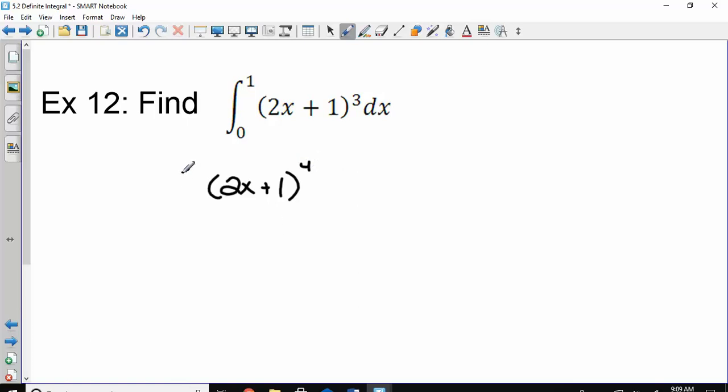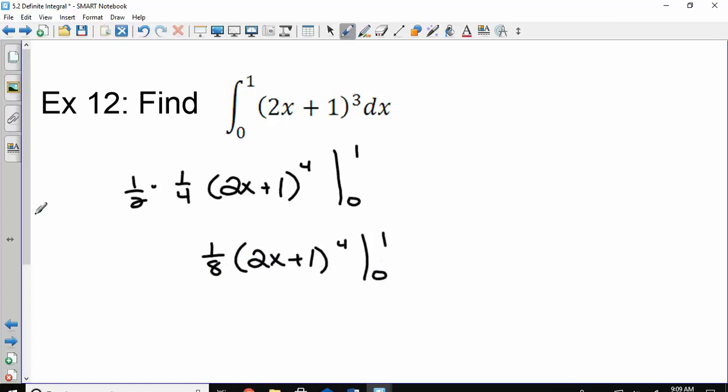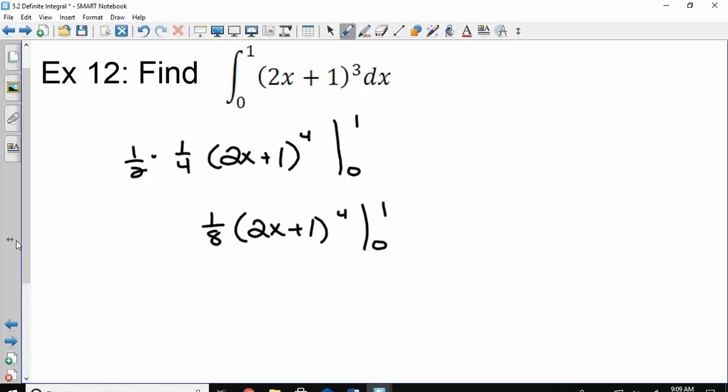So what do we need in front? A 1/4. Now you also see if you did this derivative, 4 comes down, inside stays the same, subtract 1, times the derivative of the inside, which is 2. So to cancel that 2, we need a 1/2. So I have 1/8 times 2x plus 1 to the 4th, from 0 to 1.